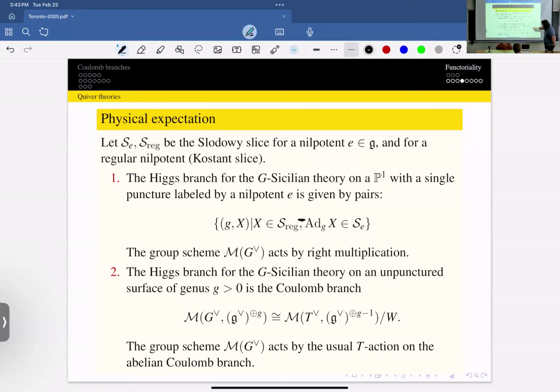On the other hand, if I have an unpunctured surface of genus G, there's a nice description of this guy in terms of taking a bunch of copies of the adjoint representation of G check. And I'm sorry, I switched from writing LG to writing G check. Those are the same thing. Sometimes I use one, sometimes I use the other, and I wasn't careful enough about being consistent. All right.